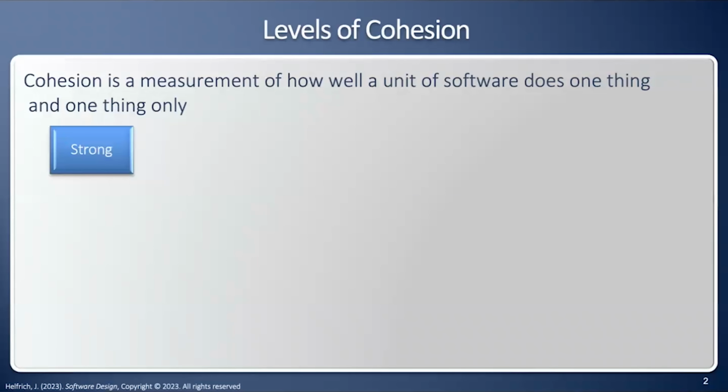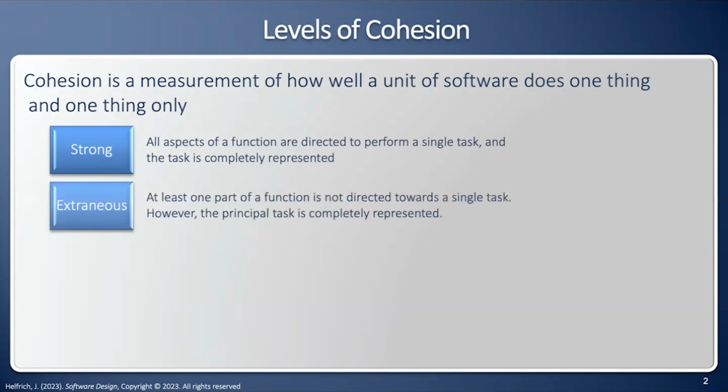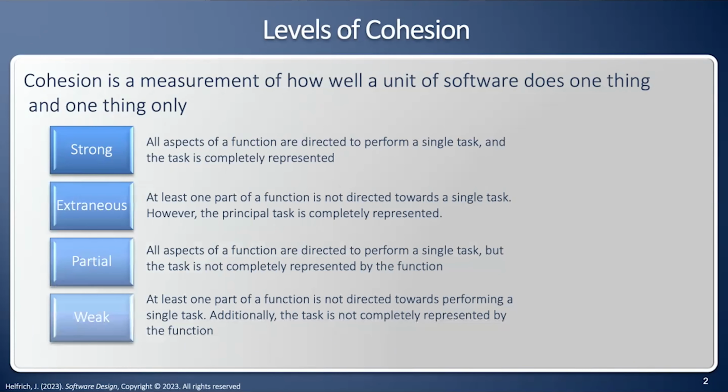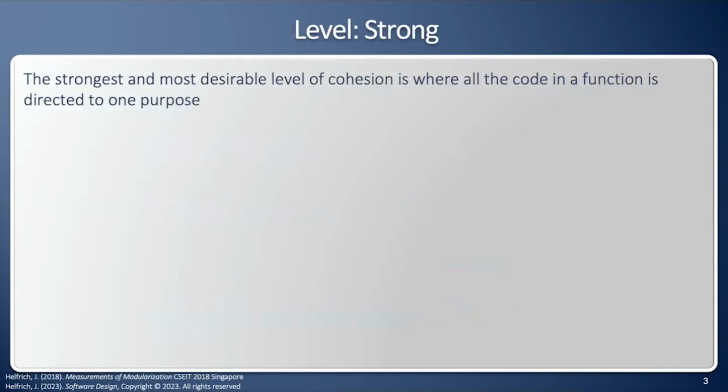There are several levels of cohesion. One is strong, and all aspects of a function are directed to perform a single task, and that task is completely represented. Extraneous means the function does a task completely, but it also does extra stuff or extraneous things. Partial, which means a function does not quite complete a task, but doesn't have anything extra. And finally, weak. Weak is not only does it not complete a task completely, but also does extra stuff as well.